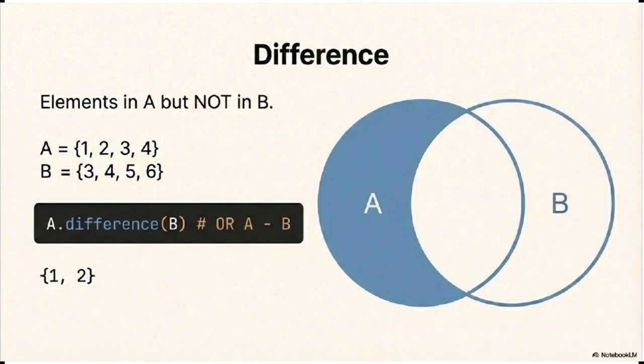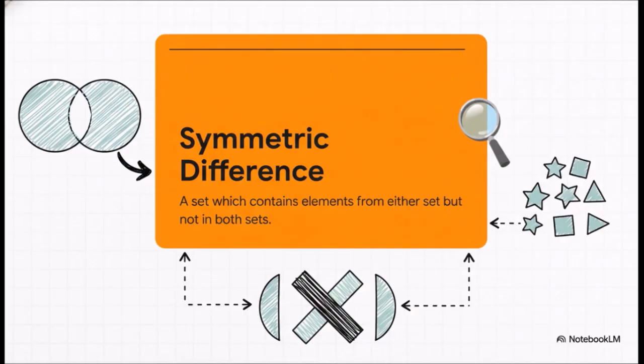We ask for A minus B. So we start with everything in A, which is 1, 2, 3, 4, and then we remove anything that's also in B. Well, B has 3 and 4, so we get rid of those, and we're left with just 1 and 2. The .difference method works, but come on, the minus sign operator here is just so much more intuitive.